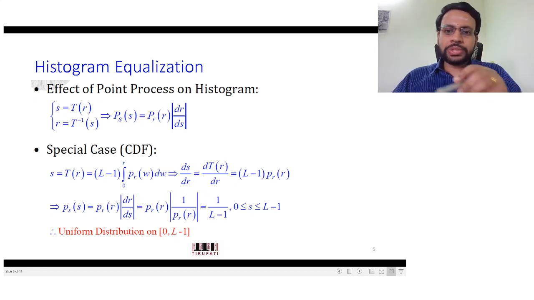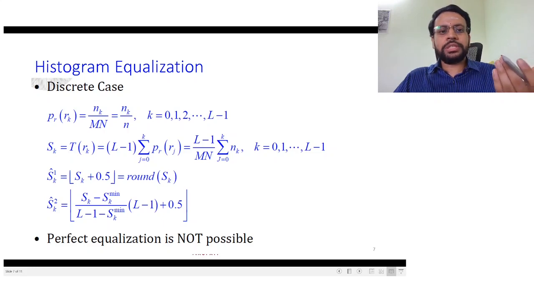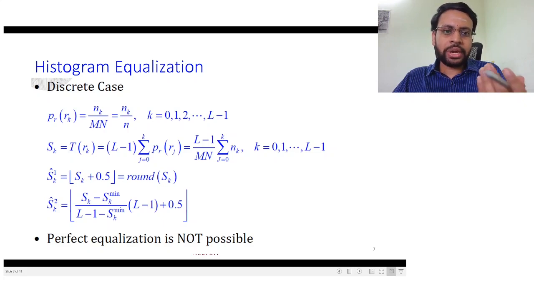S equal to transformation T of R, and we did the derivation where you got a uniform distribution now. Okay, the discrete case: now you need to approximate it to the nearest integer, which means let's say you add 0.5 to the resulting value and take the floor of it. It's just an implementation detail. Or you could say it is equivalent to saying if you get 4.6, then you make it 5. If you are getting 4.4, you make it 4. It's as simple as that.